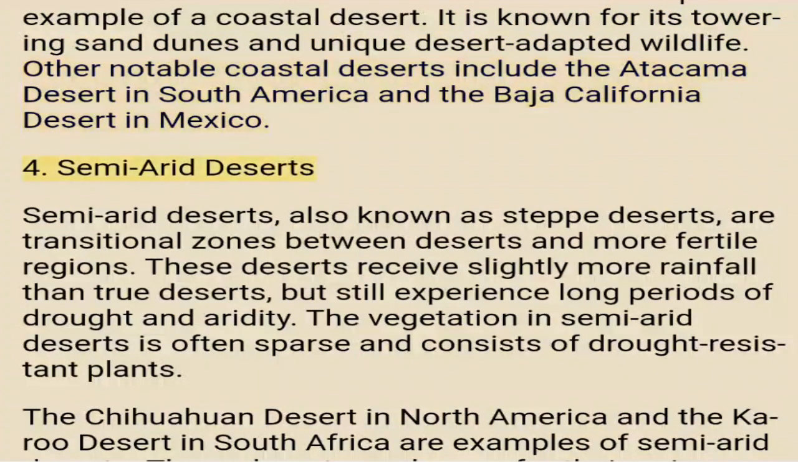4. Semi-arid deserts. Semi-arid deserts, also known as steppe deserts, are transitional zones between deserts and more fertile regions. These deserts receive slightly more rainfall than true deserts, but still experience long periods of drought and aridity. The vegetation in semi-arid deserts is often sparse and consists of drought-resistant plants.